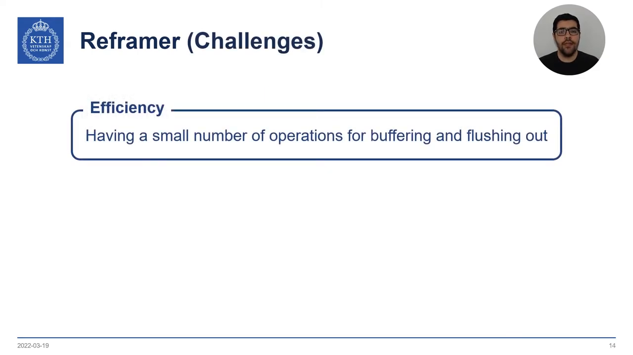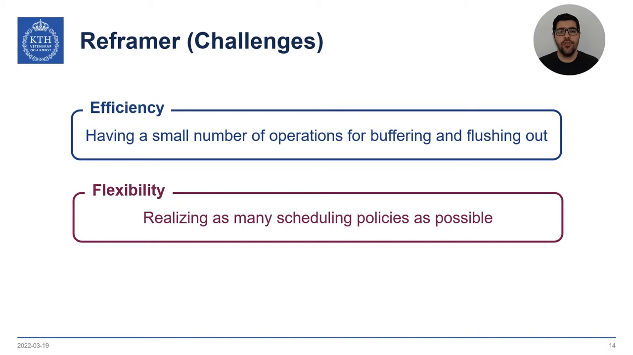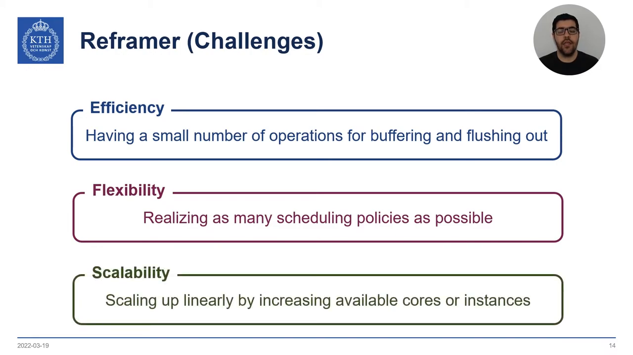Similar to all other packet scheduling systems, we encounter multiple challenges in designing Reframer. The first one is efficiency. Reframer should perform a minimal number of operations per packet to be able to handle packets at high rates. Secondly, Reframer should be flexible in terms of realizing as many scheduling policies as possible. And finally, it should be scalable. It means that by increasing the number of cores and instances, Reframer's maximum throughput should increase almost linearly. We have addressed these challenges by using efficient data structures and components inside Reframer.